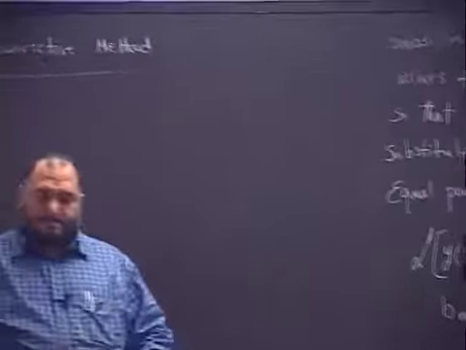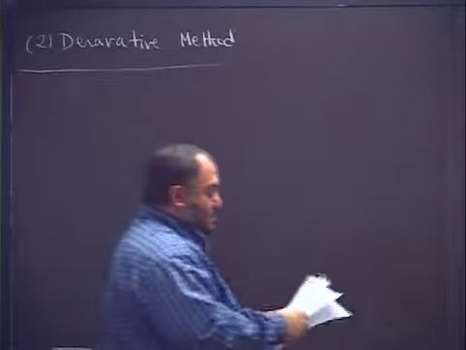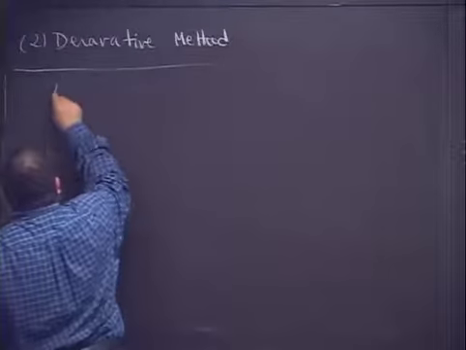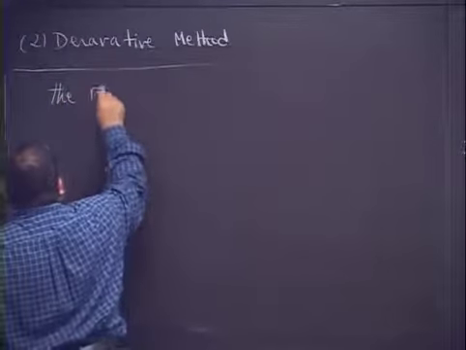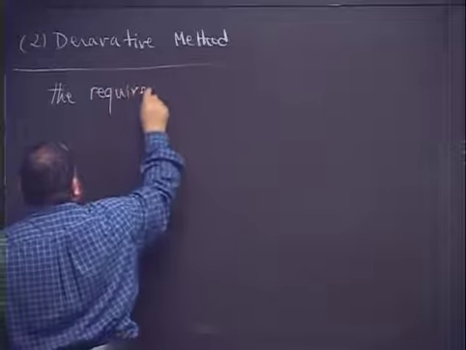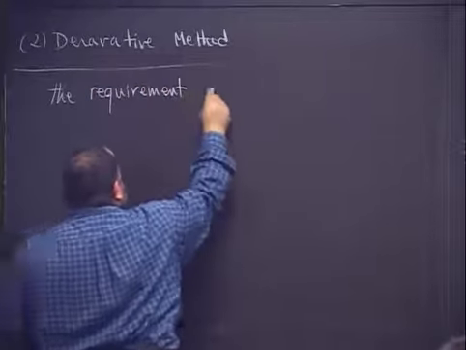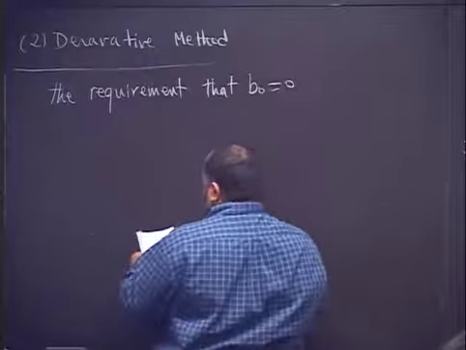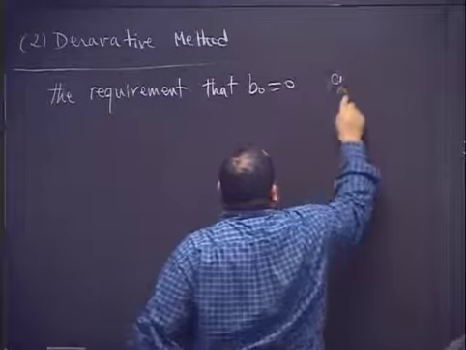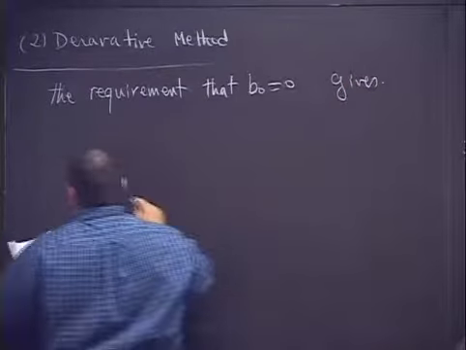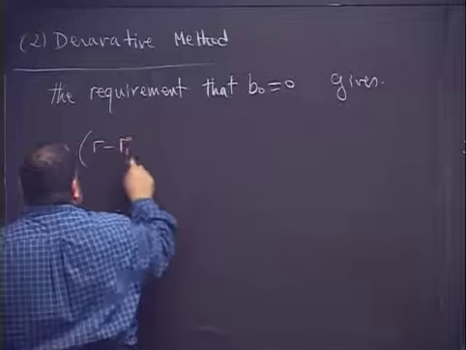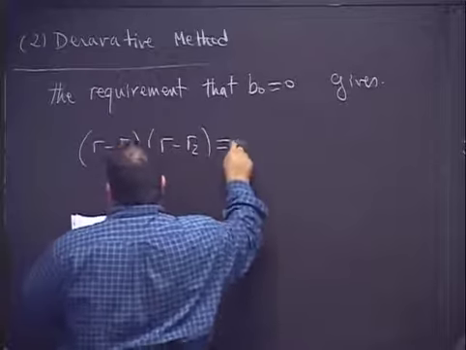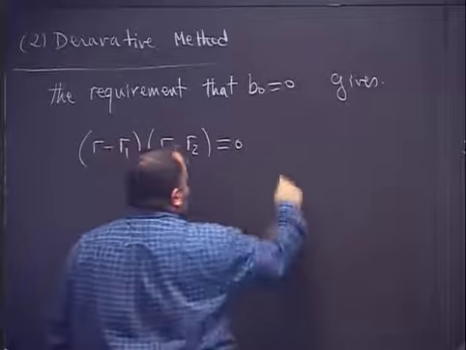Okay, guys? So now, the requirement that b naught equal to 0 gives (r − r1) multiplied by (r − r2) equal to 0, and this is what we stated last time as the indicial equation.